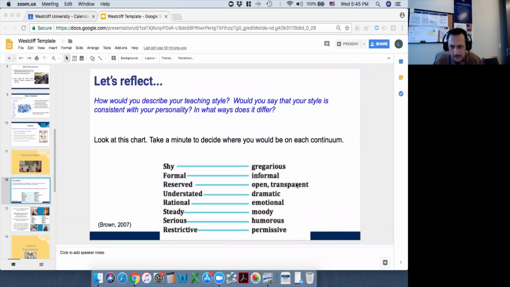All right, let's get one. I would say probably I would be dramatic, emotional, and then probably steady. So two on the right side and one on the left side. That would be me. Interesting.